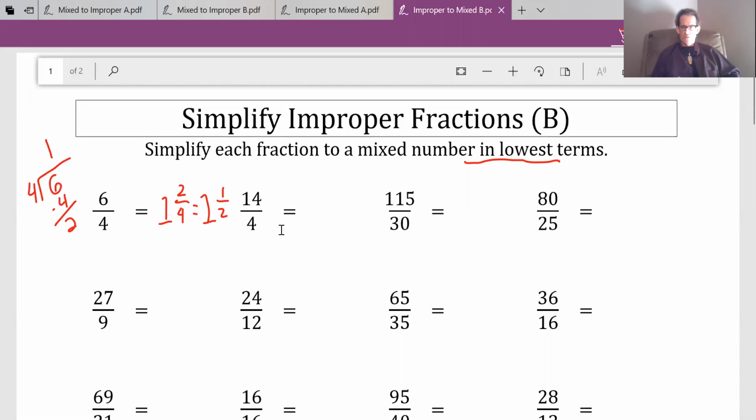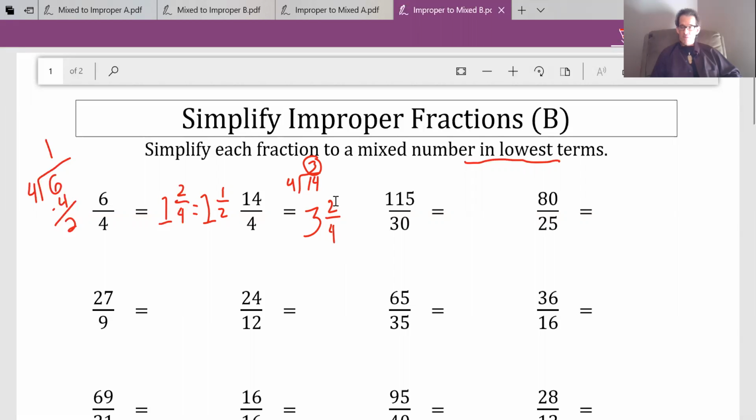Let's look at 14 over 4. So in the same sense, 14 is going to be my dividend. 4 is my divisor. 4 goes into 14 3 times. So the quotient, the answer up here, that's really the whole number, 3. 3 times 4 is 12. 14 minus 12 is 2. That goes on top and the bottom stays the same.